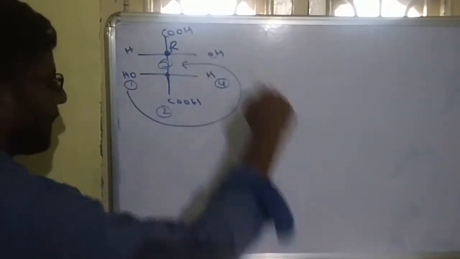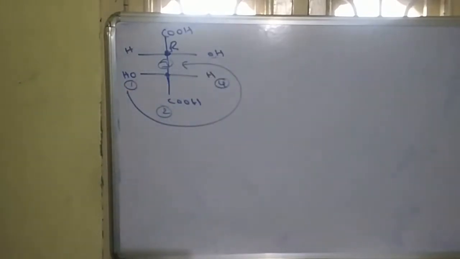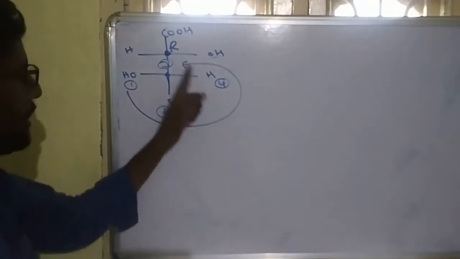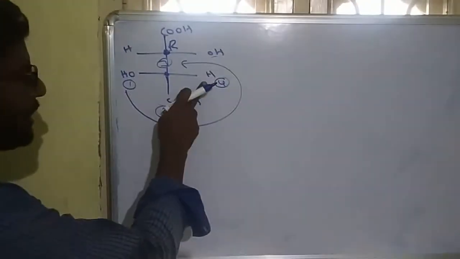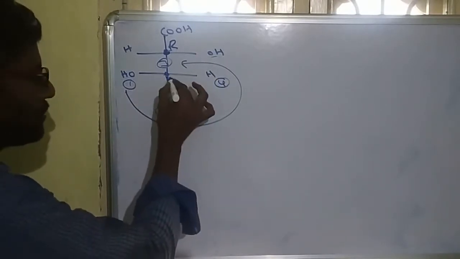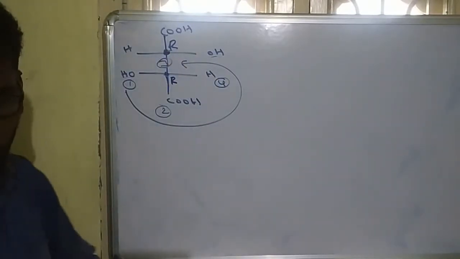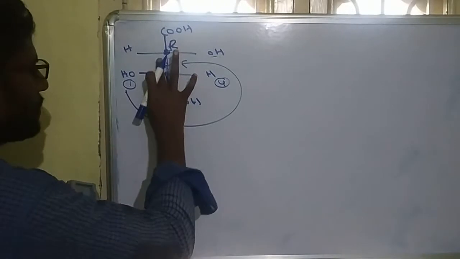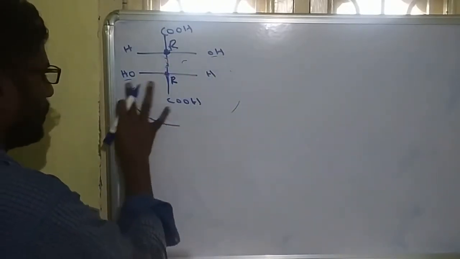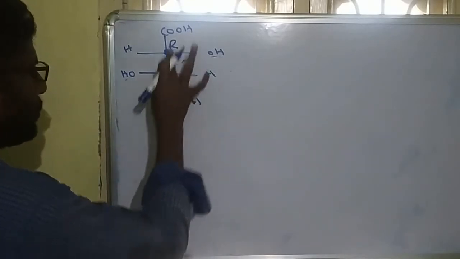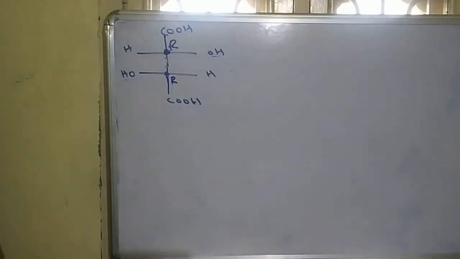So this is which one? Again anti-clockwise. Anti-clockwise means S, but the least priority is not present in the vertical bond, so it should also be R. So that means the two chiral carbons are rotating the light in the clockwise direction. Both are R. So that means this is an R isomer.